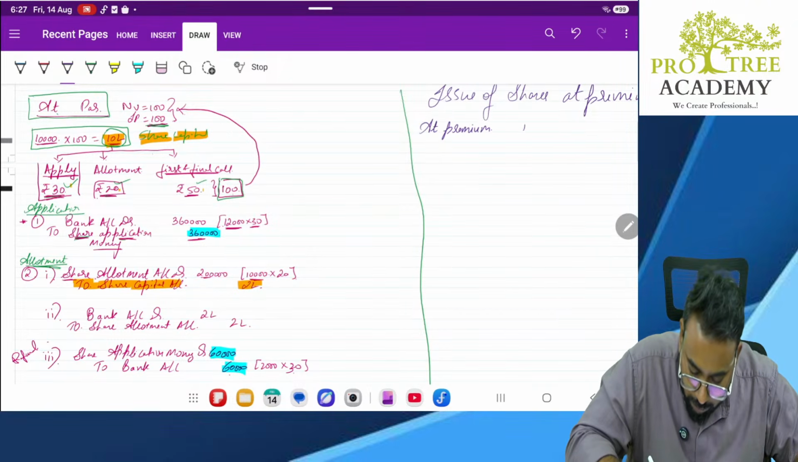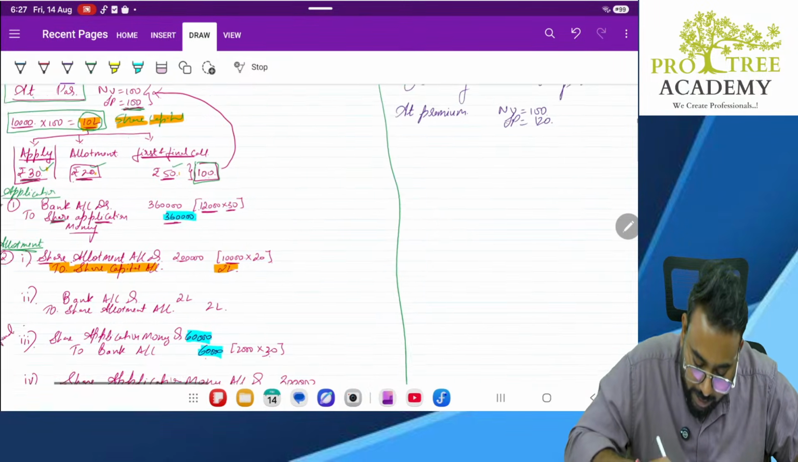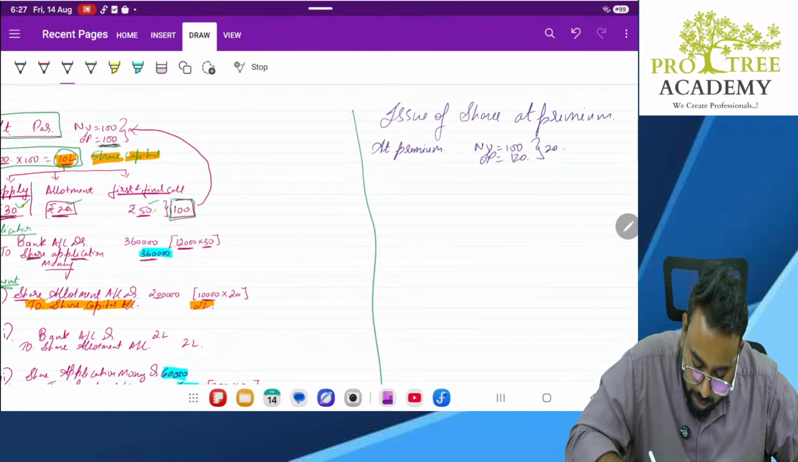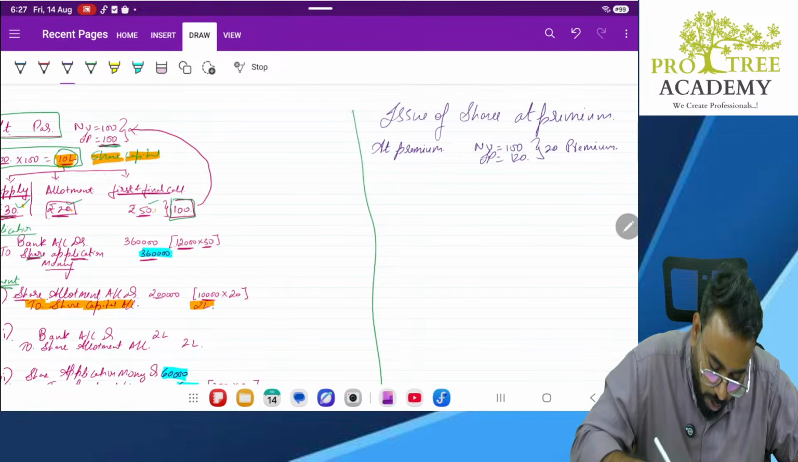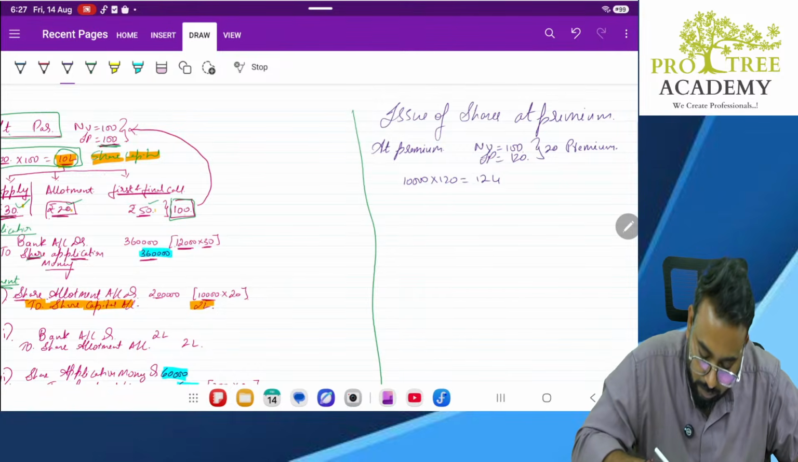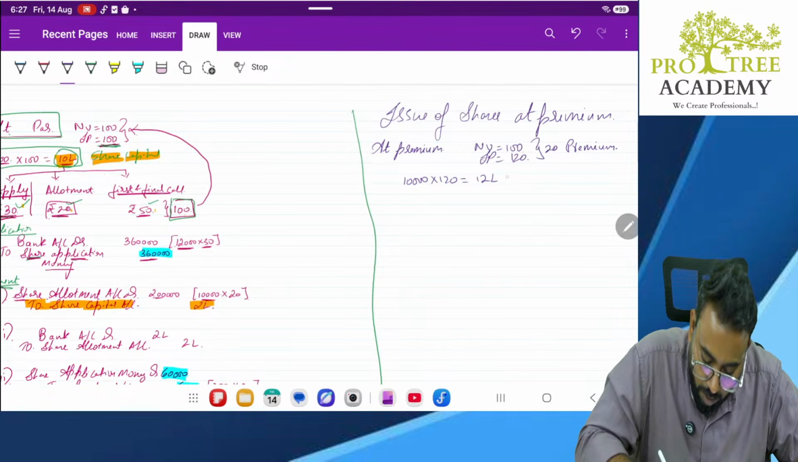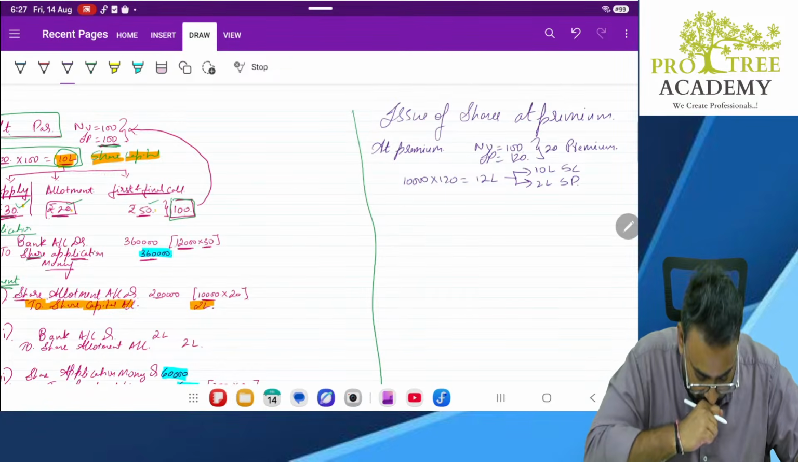At premium. So, if my nominal value is equal to 100, my issue price will be 120. How much? 120. This extra 20 is called as premium. So, how much money will I get? For 10,000 shares, 120 each, I will receive 12 lakhs. Out of this 12 lakh, 10 lakhs is share capital, 2 lakh is our security premium or share premium.